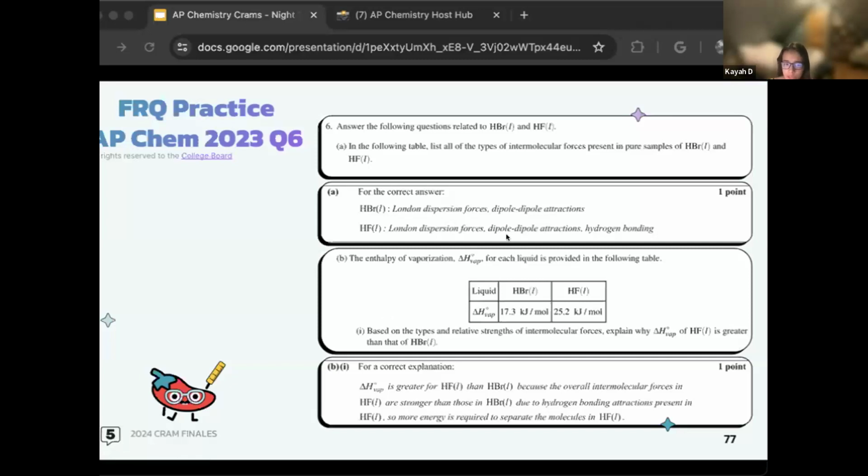And then for the second part of this question, the enthalpy of vaporization is greater for HF than HBr because the overall intermolecular forces in HF are stronger than those in HBr, due to the fact that hydrogen bonding exists. And like we know, hydrogen bonding is one of the stronger types of IMFs. So due to the hydrogen bonding present in HF, more energy is required to separate the molecules in HF.